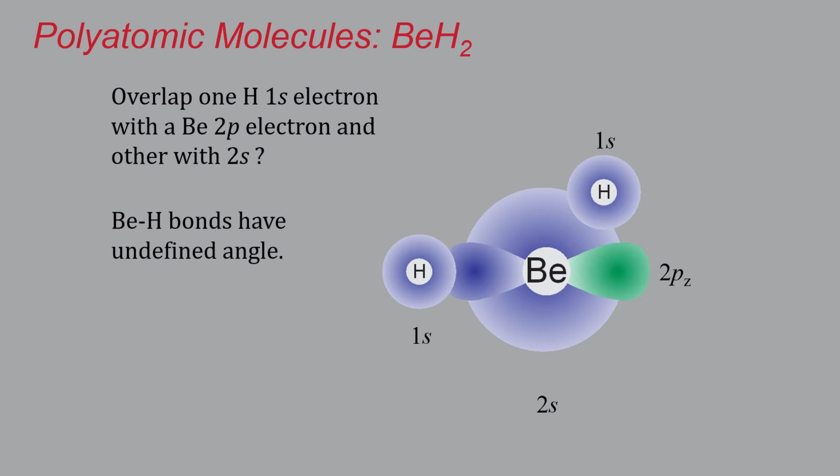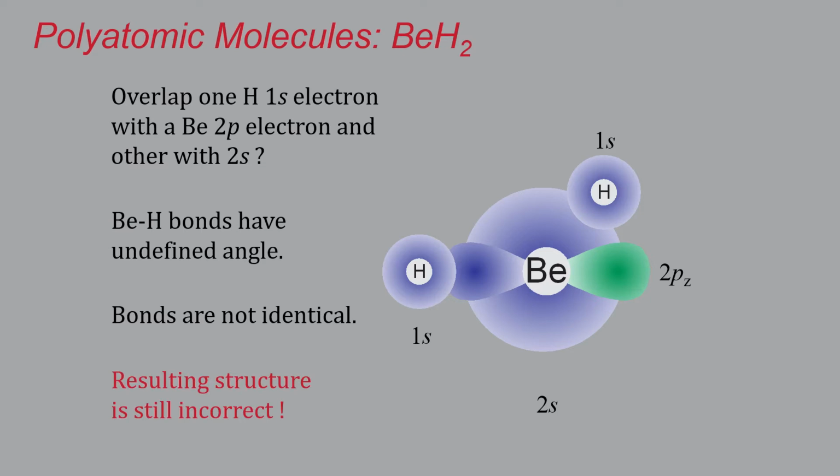On top of that, the bonds are not identical because each one of them results from different overlap: 1s, 2pz, and then 1s, 2s overlap here. So we have no idea what the geometry is going to be, and the bonds aren't the same. So we're still not right. But those were our only choices.